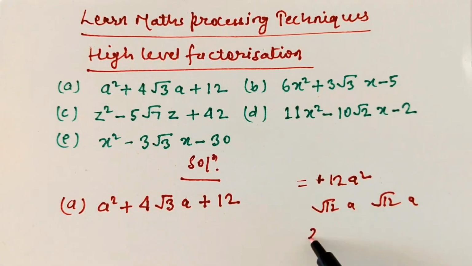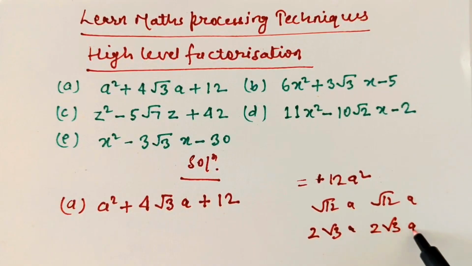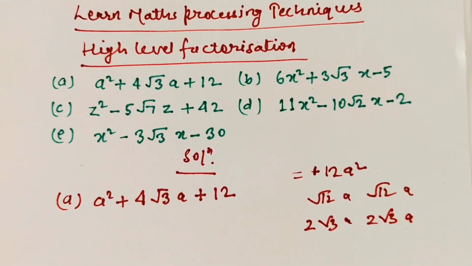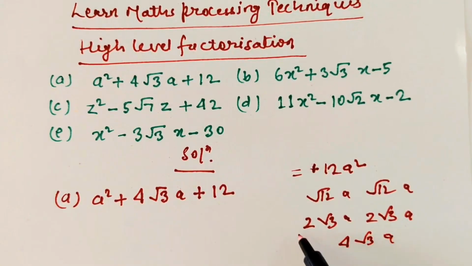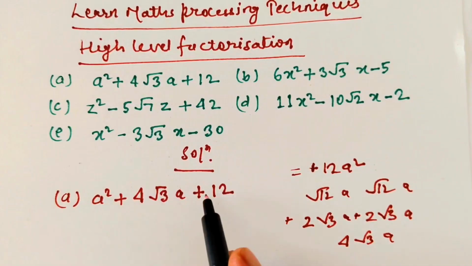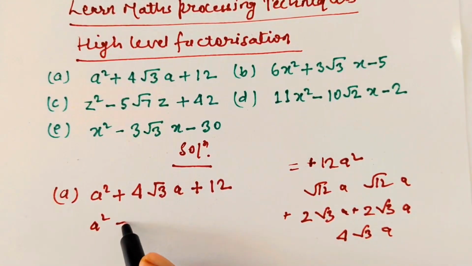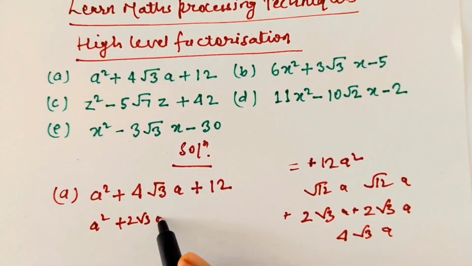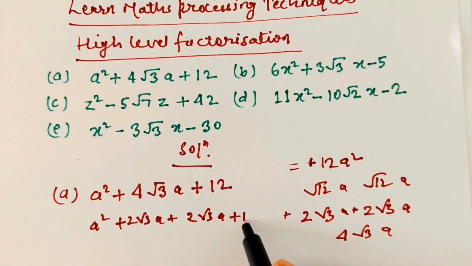So we will write it like 2 root under 3a plus 2 root under 3a. If we add these, we get 4 root under 3a, and it will take the plus sign because both are demanded with the plus sign. So simply we write a square plus 2 root under 3a plus 2 root under 3a plus 12.